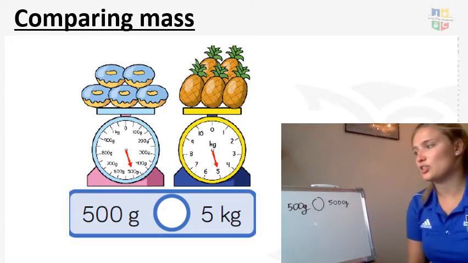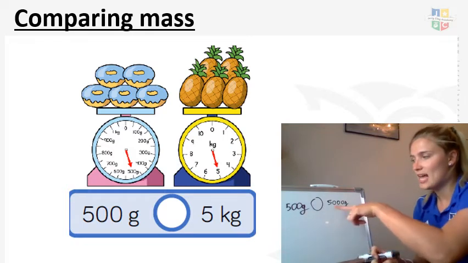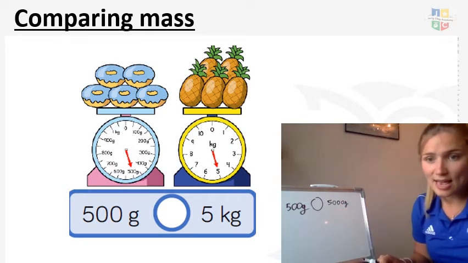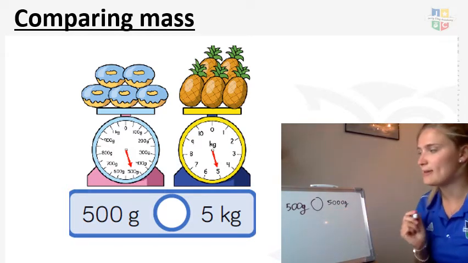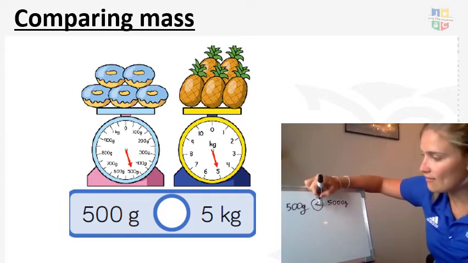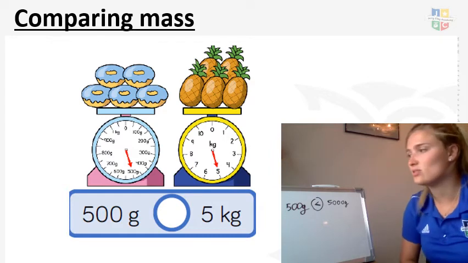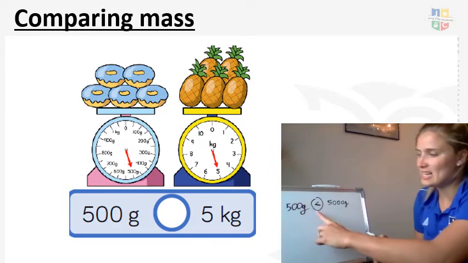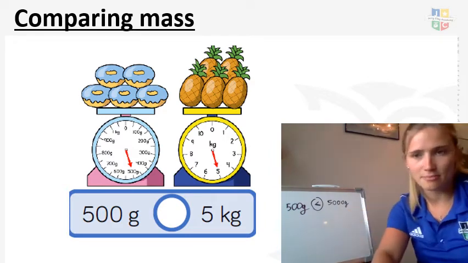Now if I have a look at these two numbers, I have got 500 and 5,000. Are they the same? No. So which one is bigger? We know that 5,000 is bigger than 500, so I would have my crocodile eating the 5,000, so it reads 500 grams is less than 5,000 grams.